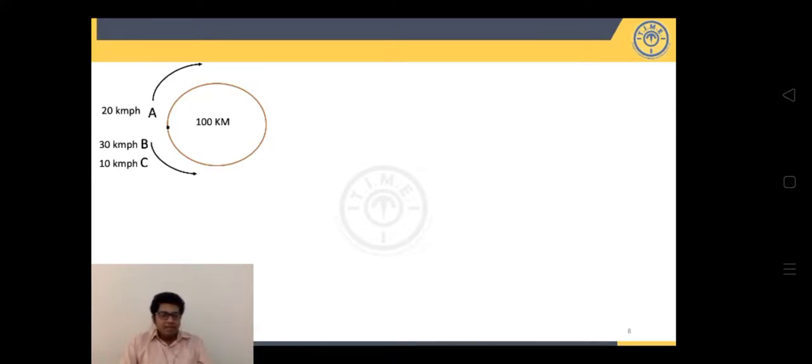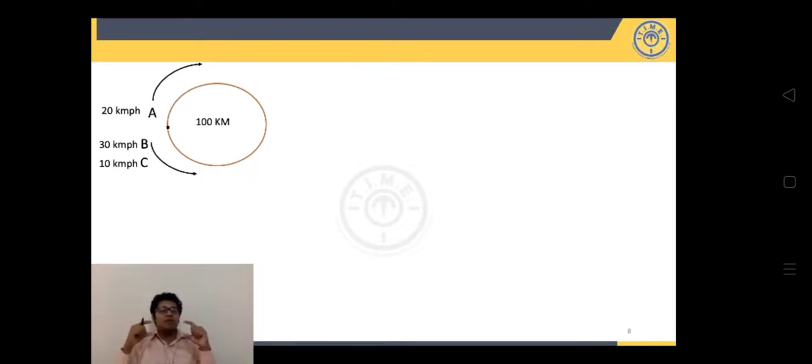Now let's say B and C. B and C are traveling in the same direction, so 100 divided by 30 minus 10, which is 20. 100 by 20 is 5 hours. So B and C will meet after every 5 hours, and A and B will meet after every 2 hours. Let's say time 0. A and B will meet at 2, 4, 6, 8, 10, 12, 14, 16, 18, 20, 22 and so on. B and C will meet at 5, 10, 15, 20, 25, 30, 35, 40 and so on.